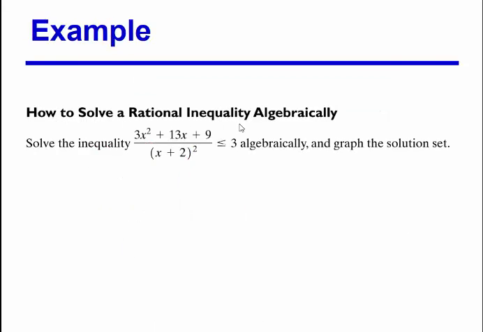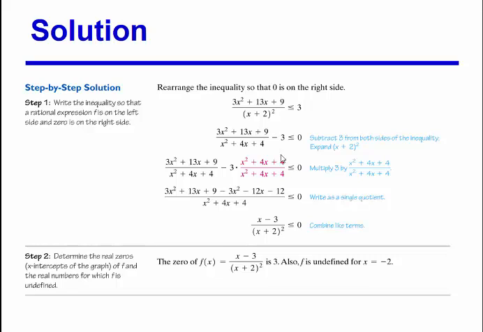And so, how do we solve a rational inequality algebraically? Here we have this inequality. We're going to solve this algebraically, and then we're going to graph the solution set. The first thing we do is move all the values over to the left side, so we have 0 on the right. We want to combine this into just one fraction, so we multiply -3 by (x squared + 4x + 4) divided by (x squared + 4x + 4), and then we combine like terms. We end up with (x - 3) divided by (x + 2) squared is less than or equal to 0.